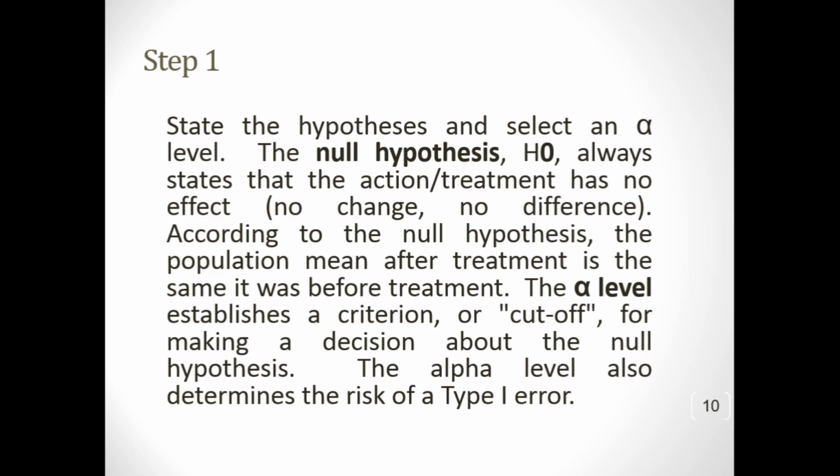The alpha level establishes the criterion or cutoff for making a decision about the null hypothesis. The alpha level also determines the risk of type 1 error. So we'll come back to the risk types later in this tutorial video.